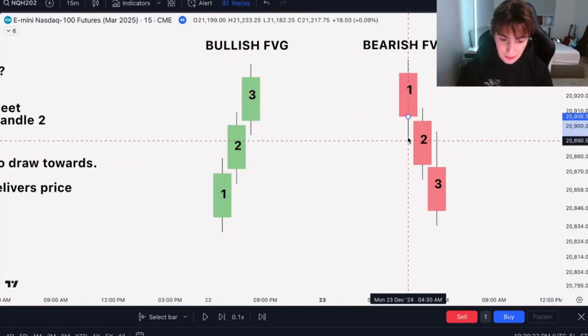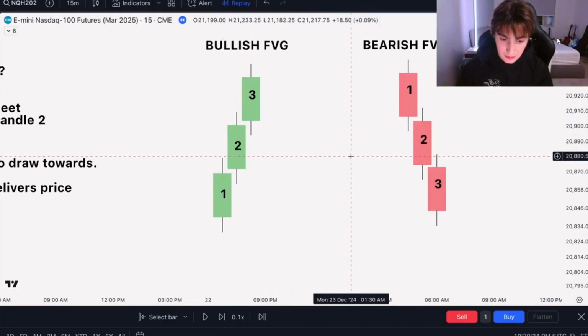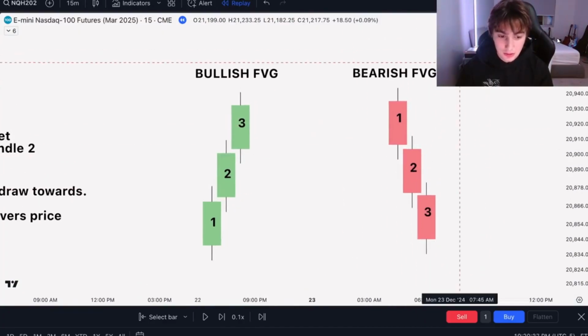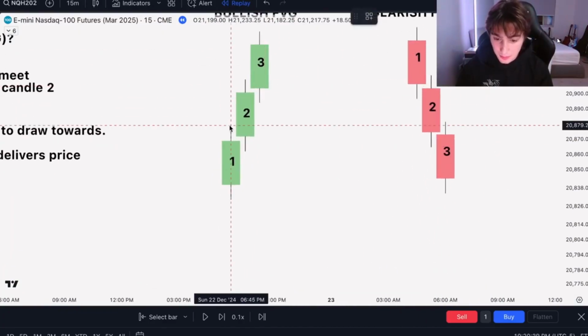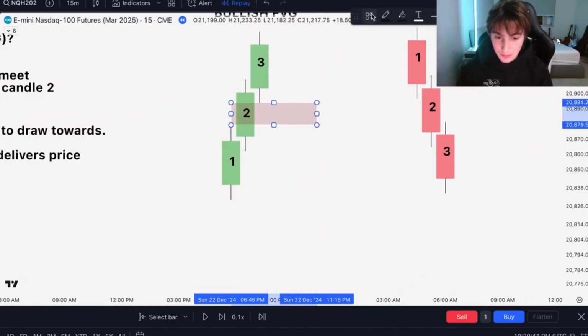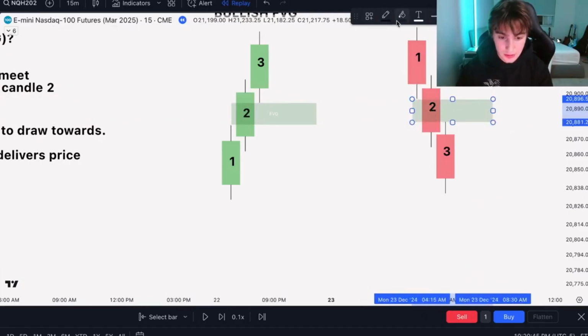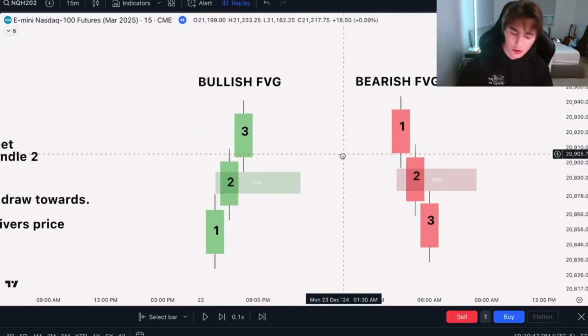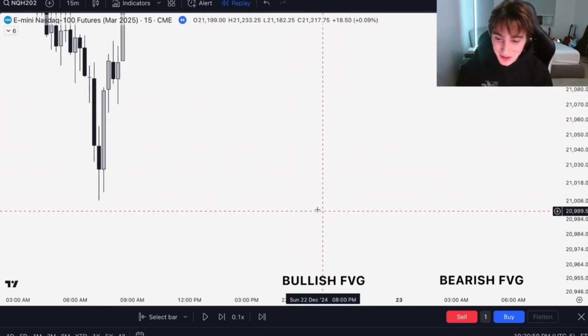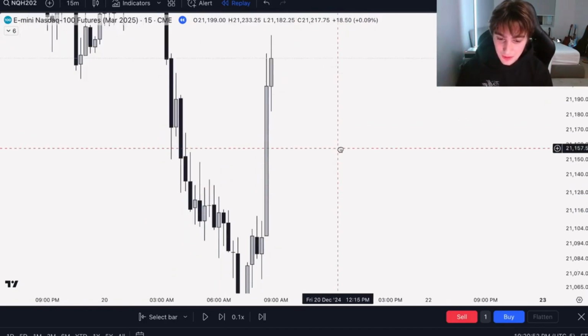We have a gap there, and now we have a gap there again. So let's just mark it out one more time before I show you in real time. This is our bullish, and this is our bearish. So let's go ahead and take a look at what that looks like in real price.